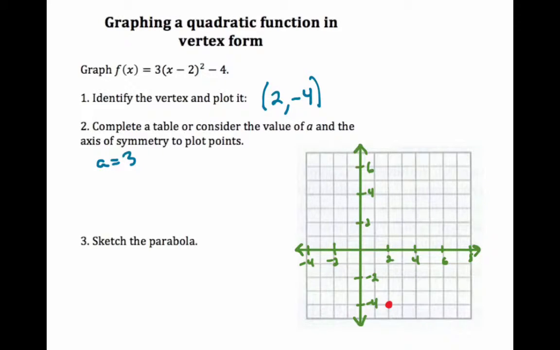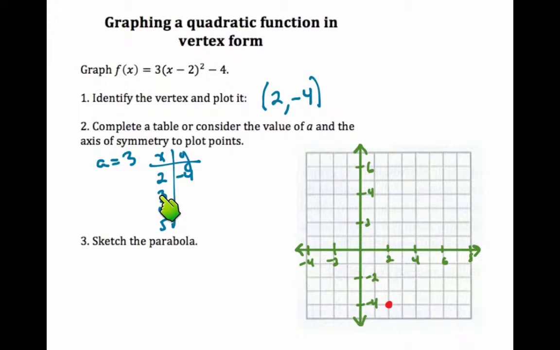So if I create a table, I know A equals 3, and I have x and y. Well, if x is 2, I already know y is going to be negative 4 because that's my vertex, right? And I'm just going to go up from here just a few points. 3, 4, and 5. Now, because A is 3, I already kind of should be able to know if I went over 1, how far up I have to go.